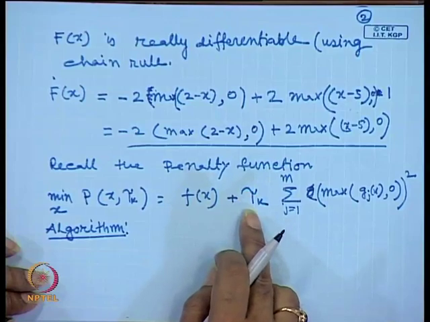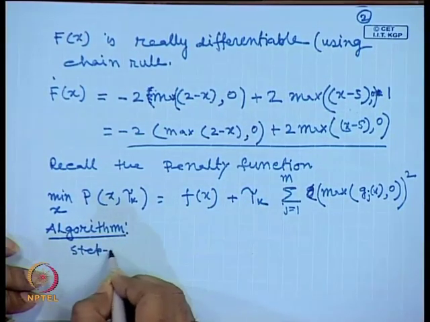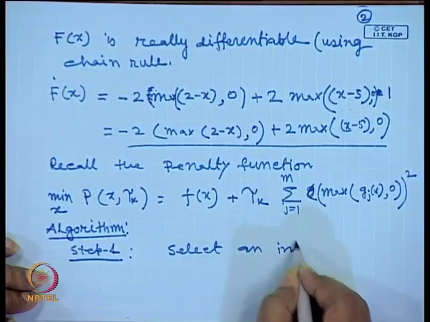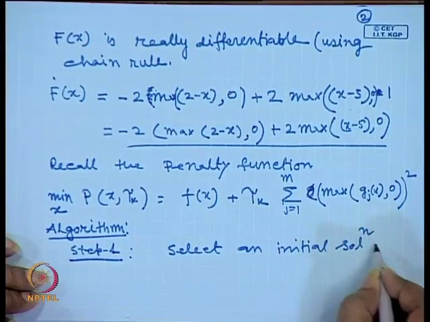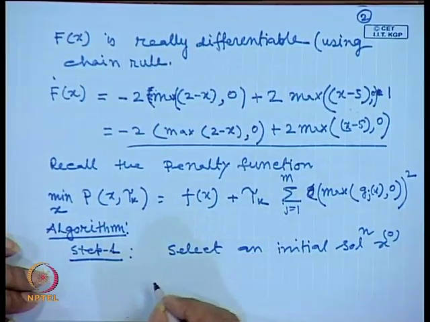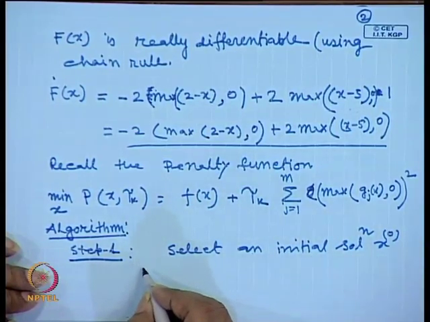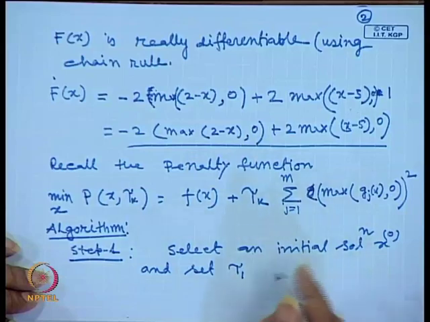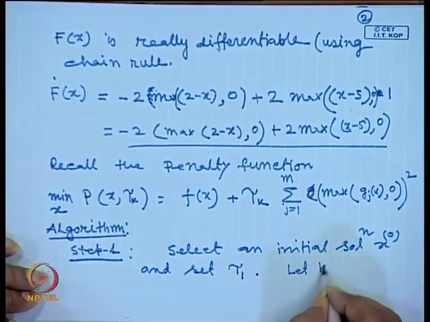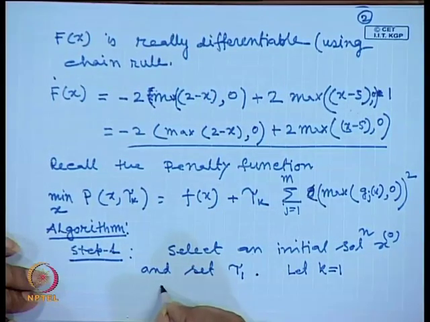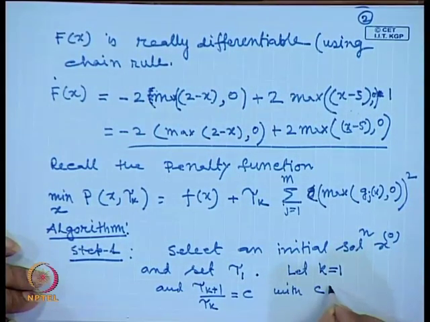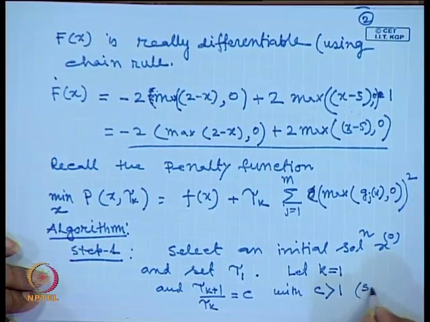agree? Sorry, tau k. So, our first step is to select an initial solution x superscript 0, which is outside the feasible region, and set tau 1. Tau 1 value you set to a very low value. Let the iteration start with k equal to 1, and for the next iteration, tau k plus 1 is c times tau k, with c greater than 1, say c value is 10.